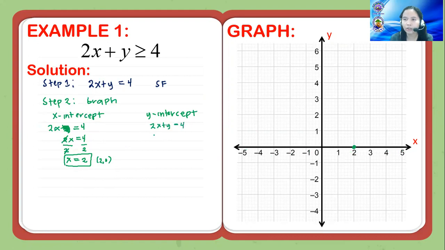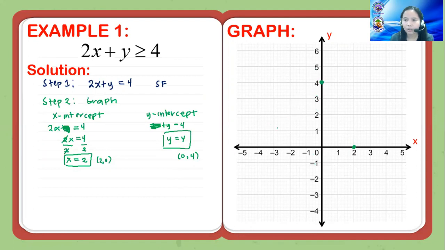To find the y-intercept, you will let x is equal to 0. Again, the formal way is to let x is equal to 0. Then if we have the informal way, we can just remove the 2x. That's why we have y is equal to 4. And it means we have the ordered pair 0, 4. So take a look at the y-axis. We have 0, 4. This is the point.